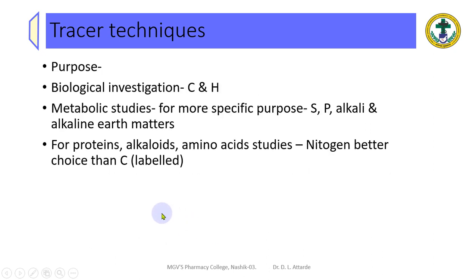Now, the purpose of using different elements for different purposes. For biological investigation, carbon and hydrogen isotopes are preferred. If metabolic studies are done for no specific purpose, sulfur, phosphorus, alkali, alkaline earth metals are used. For proteins, alkaloids, amino acid studies, nitrogen is a better choice than the carbon compound for the labeling purpose, because here we study how nitrogen is involved in the pathways.